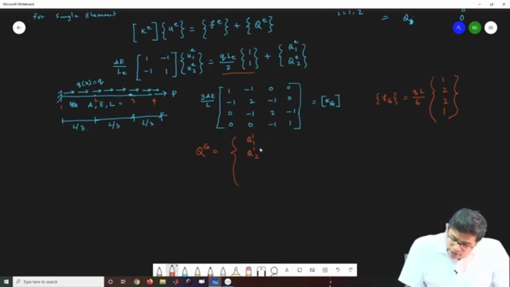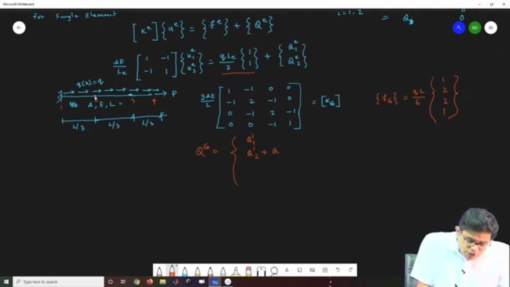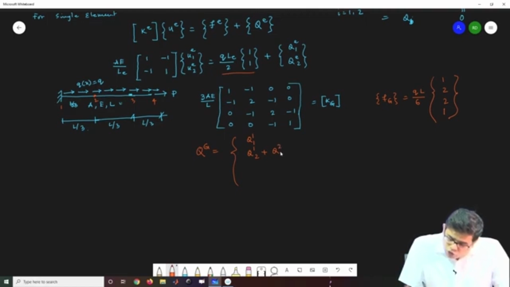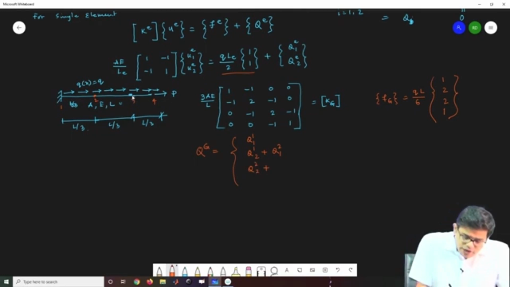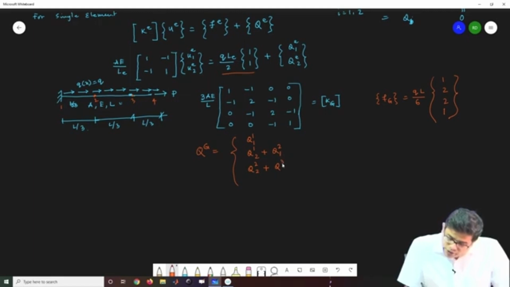So this will be added here, Q, because this point is common within element 1 and element 2. So Q21 and then Q22, then that will be again for the third element this will be common. So this is Q31 and then Q32.